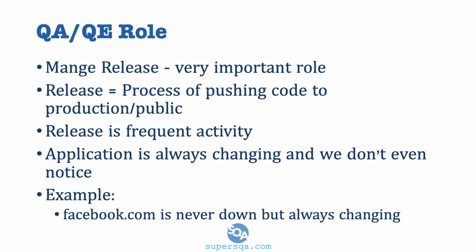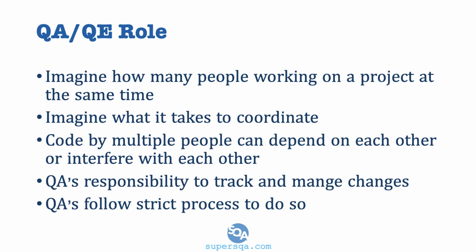You know that because a lot of times applications change and we don't even know they change, right? Let's say you use Facebook. You see a lot of things change with Facebook, the layout, the way things work, but Facebook is never down. They never take Facebook down because they're going to make a change. It's a fluid process. It's always happening. That's because the process allows it to, and the QA person usually manages that process.